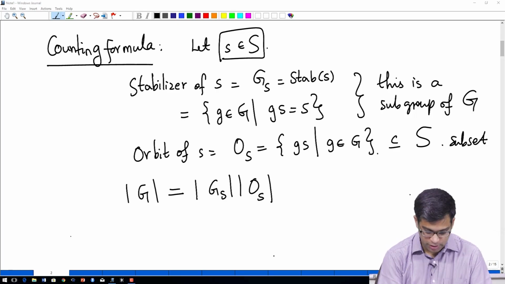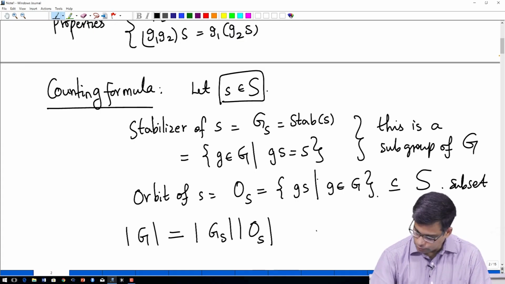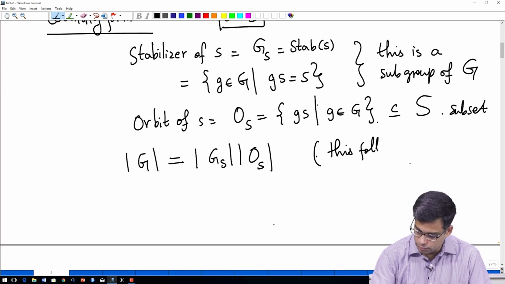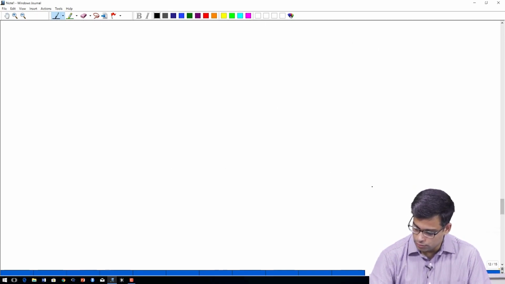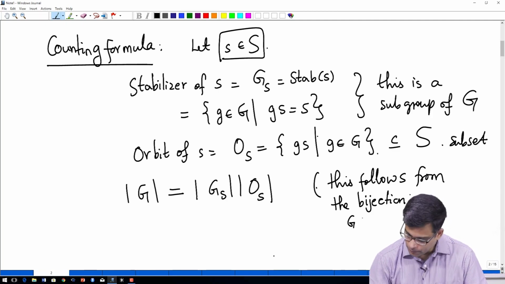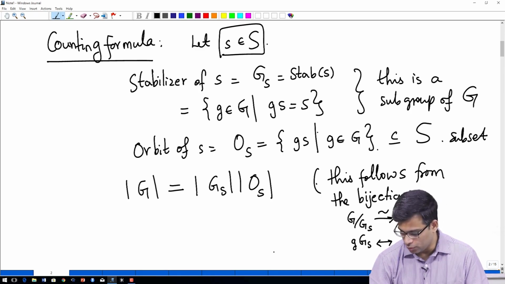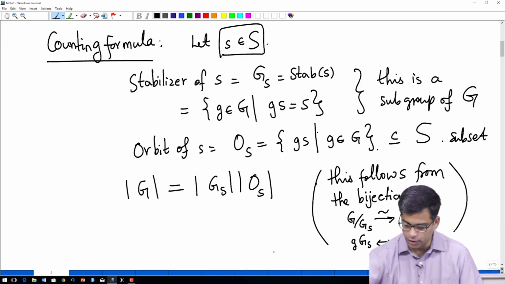And remember, how do we do this? We observed that this follows from the bijection between G mod G_s and O_s. We take a coset and map it to gs. So, this was the proof of the counting formula.